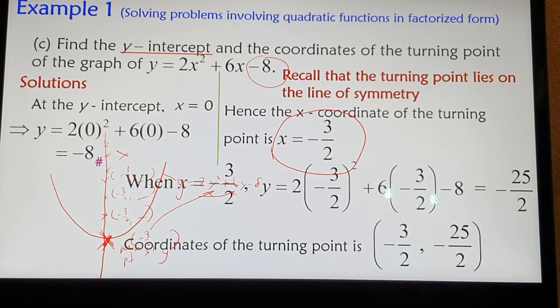Okay? So that's all. Now as I mentioned, you don't need to write so much because it's very time wasting. You can just write "turning point" like that. And please, everybody, when you substitute in, I need you to put brackets in your calculator. Without these brackets, the calculator may not give you minus 25 over 2.